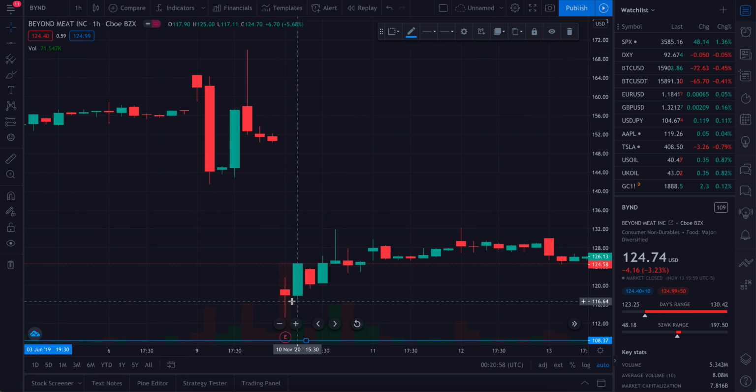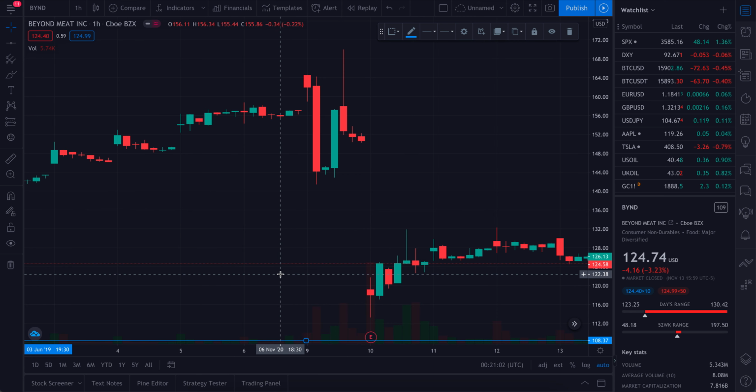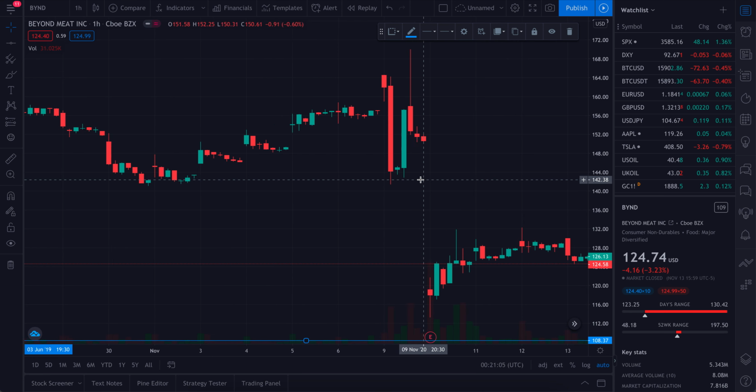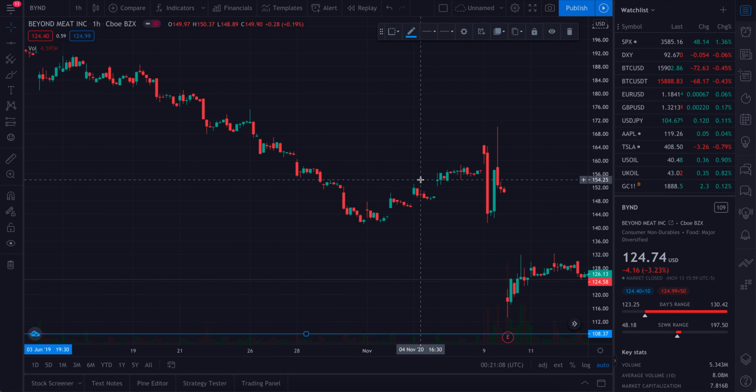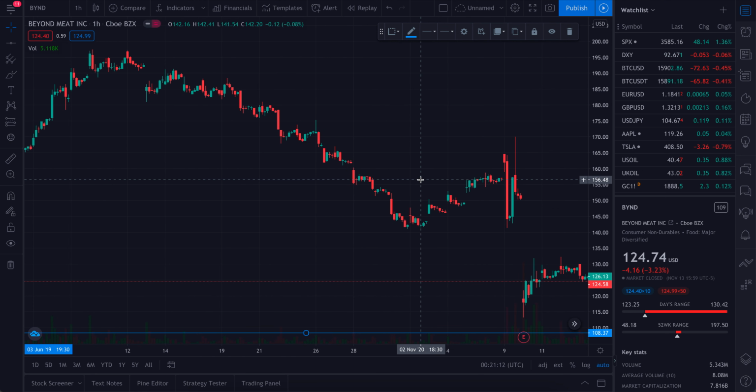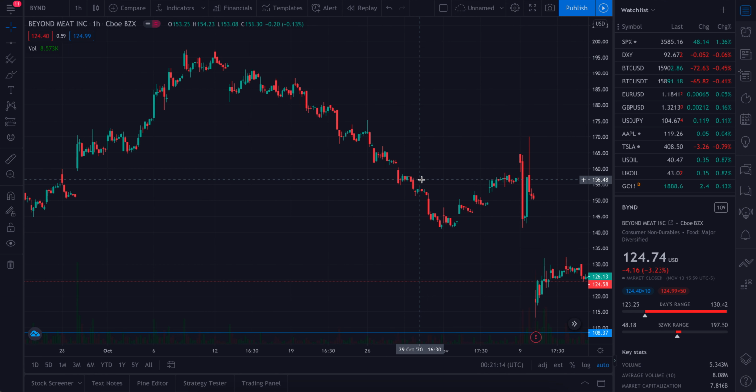So the point that I'm trying to get across here is that these support and resistance levels are significant for stocks throughout their entire period of trading. So always have support and resistance lines drawn on your stocks, especially for long-term trading. I'm going to look at one more example for this week.